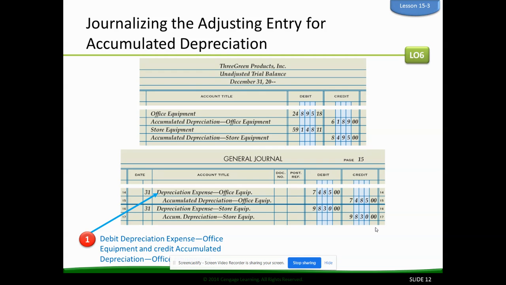So here's our transactions: debiting depreciation expense, crediting accumulated depreciation.